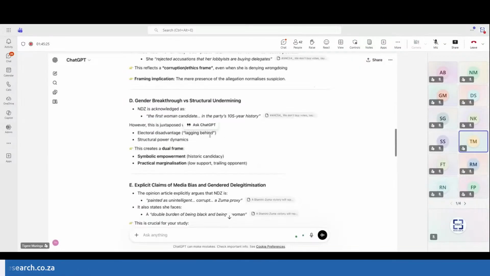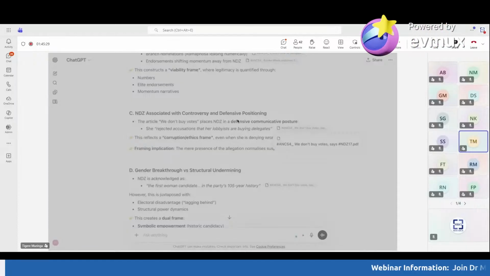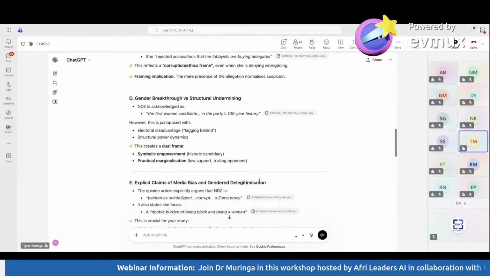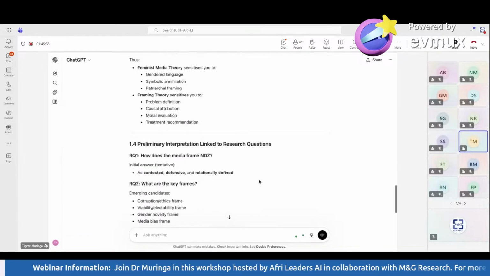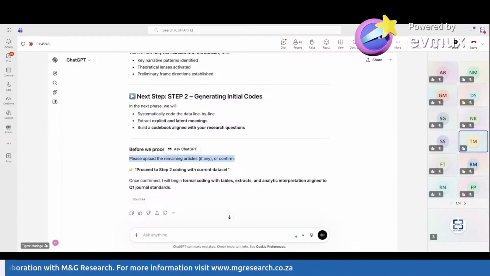I can click here and go straight to the article. I can download the article again and verify what that article is saying about this. So I have an idea of what all my data is saying now. Then it says, before we proceed, upload the remaining articles. I'm not going to need to upload the remaining articles, but the second step is step 2, generating initial codes. That's where we need to go.